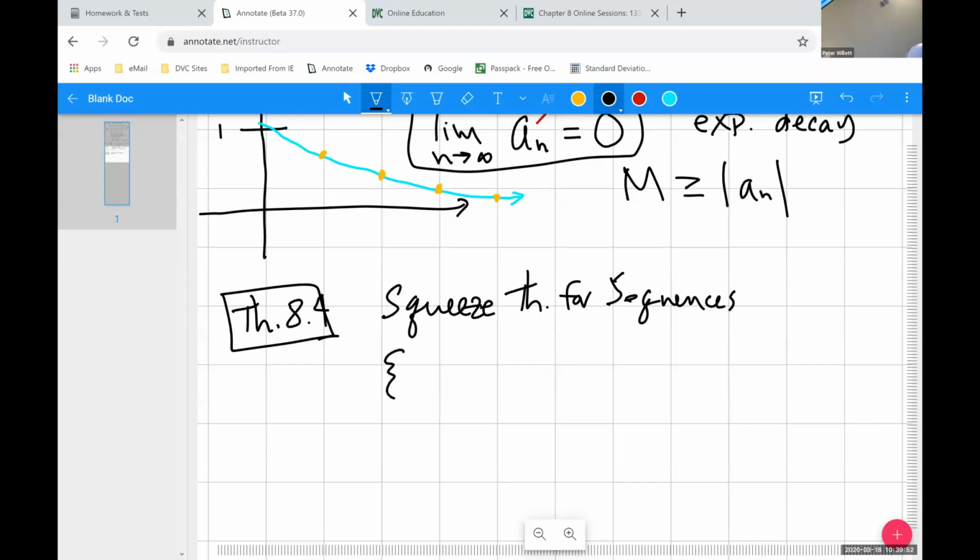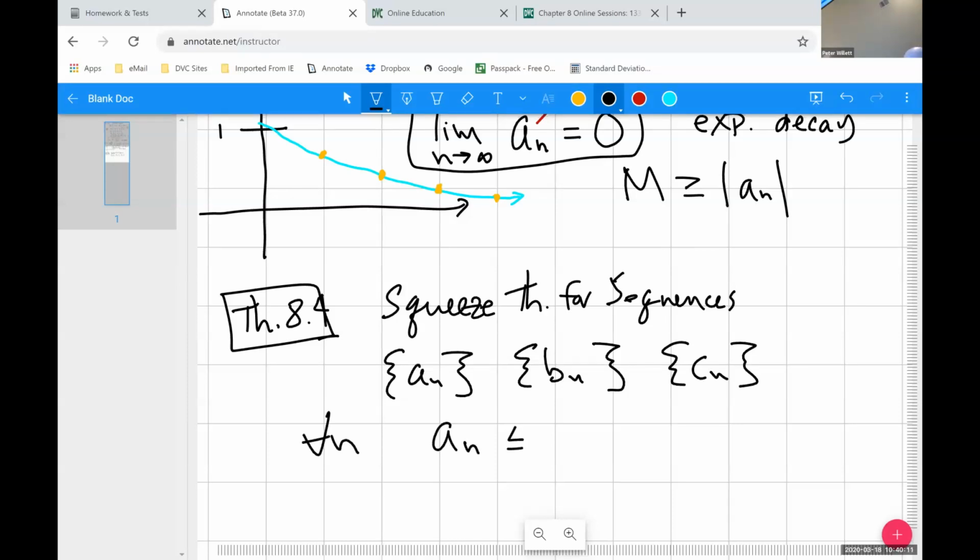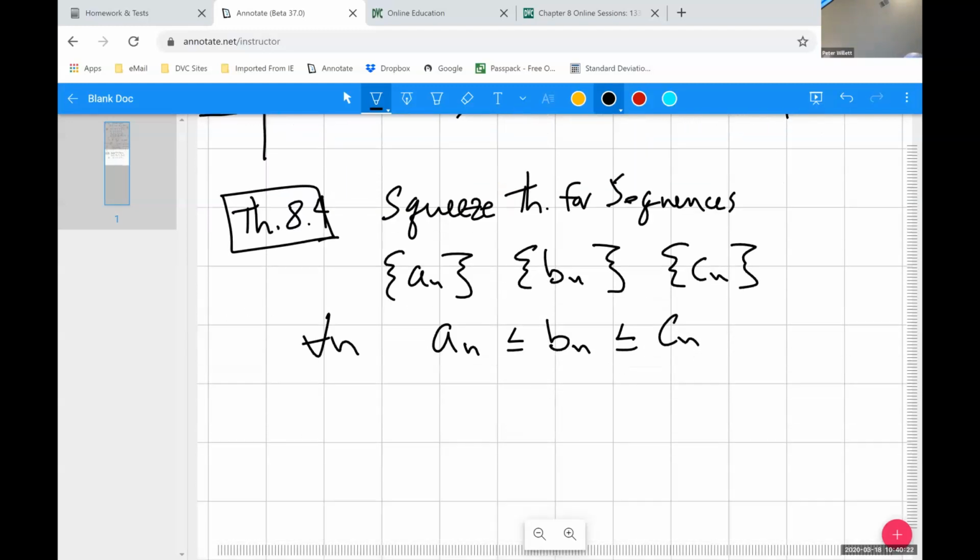If I have a sequence a sub n and a b sub n and a c sub n. So I have 3 sequences. And for the life of the terms of these sequences, meaning for all n, a sub n is less than or equal to b sub n, which is simultaneously less than or equal to c sub n. So the b values are trapped between the a and the c values. That's where the squeeze comes from.